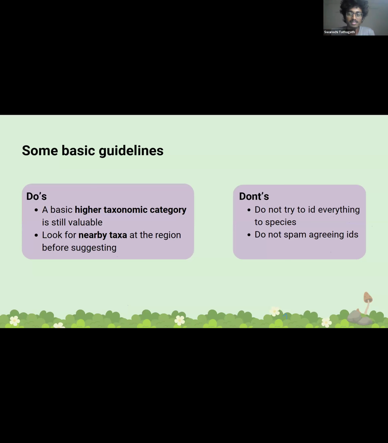Don't try to push for species ID and everything. A family level identification, a genus level identification, it's perfectly fine. That doesn't imply anything about your observation. That doesn't mean you're not doing well, right? And yeah, don't spam agreeing IDs. I think in general, don't spam on iNat.